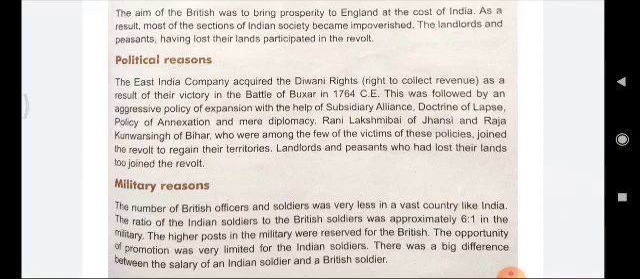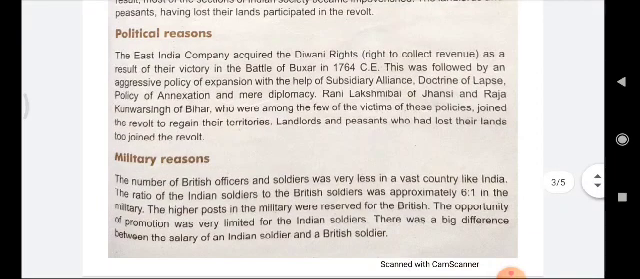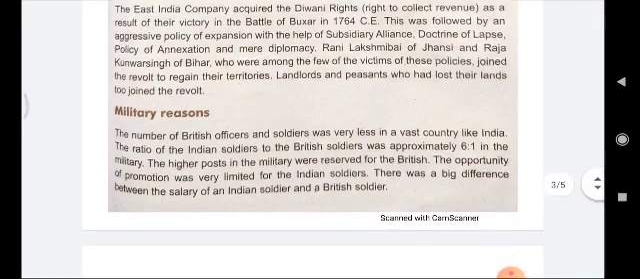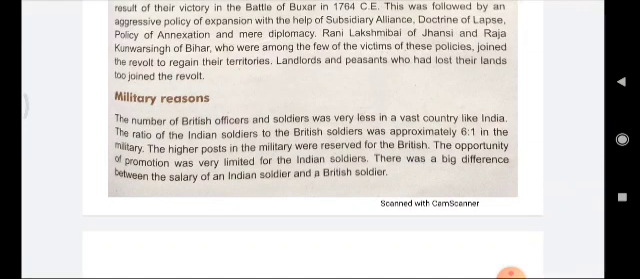Landlords and peasants who had lost their land joined the revolt too. So those people who lost their things, who lost their land, who lost their source of income, joined this revolt too. The other reasons were the military reasons.